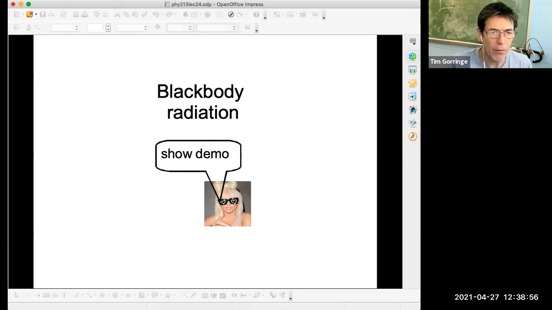I'm going to start both of them with a demonstration. So I'm going to show you a demonstration of black body radiation. That's because I feel a little bad, actually. Last week, I didn't have demonstrations. Last week was relativity, and the reality of relativity is we don't have any tabletop, lecture room demonstrations of relativity. So I'm going to share a different screen here.